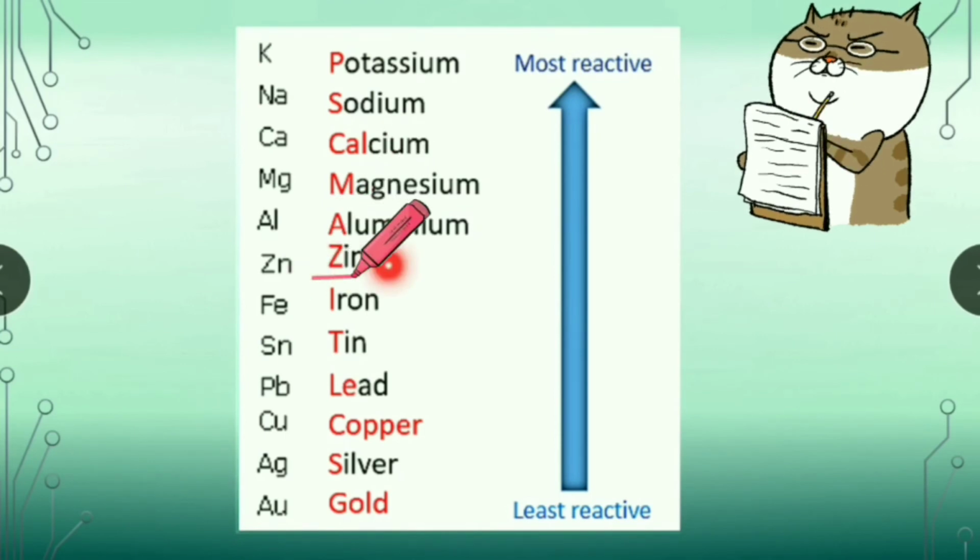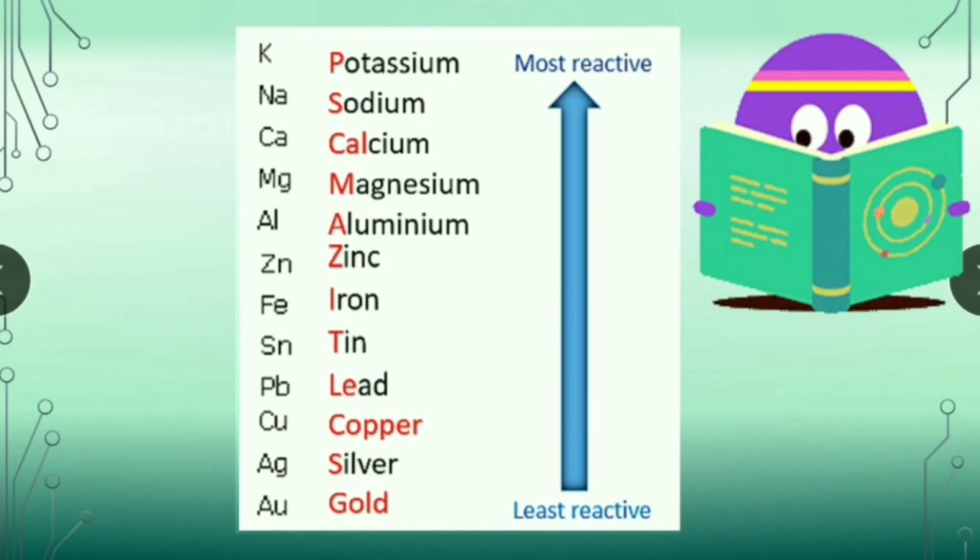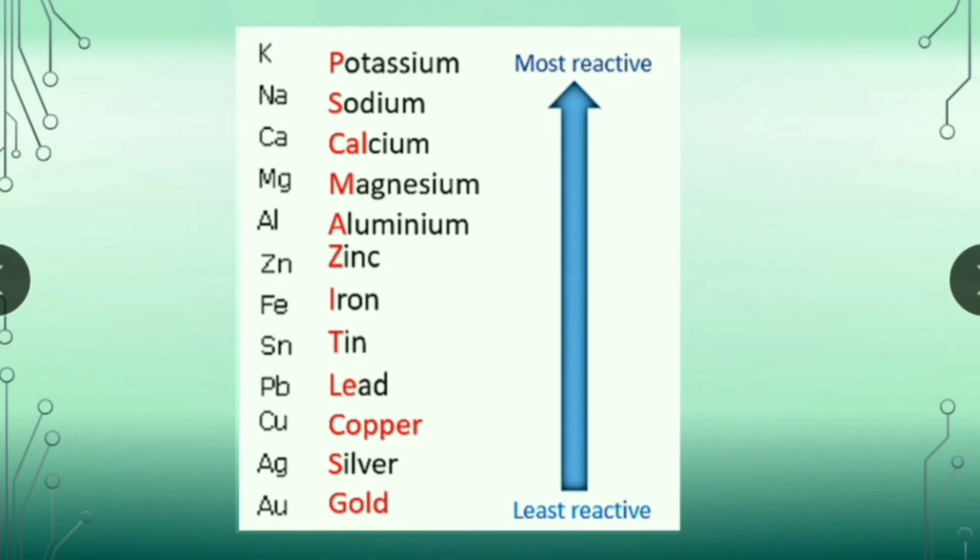And zinc is less reactive than aluminium. Iron is less reactive than zinc. Copper is less reactive than iron. And silver is less reactive than copper. Gold, being the least reactive metal, here has been placed at the bottom of the reactivity series. Students, if you will memorize this reactivity series, it will help you in understanding the displacement reaction properly, and it will help you when you will have to find the reaction between compounds and metals.